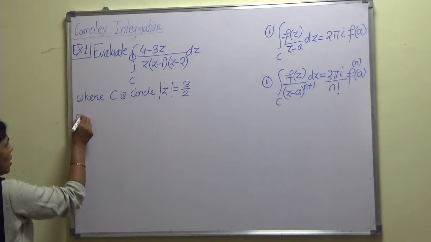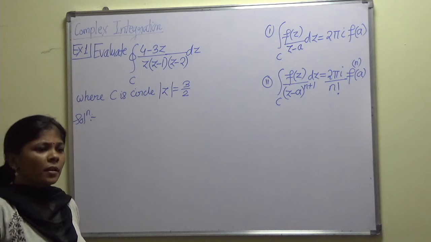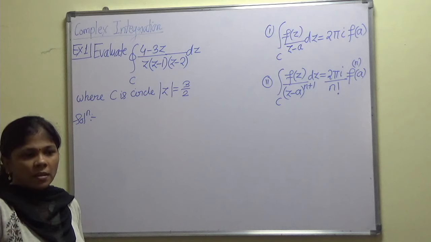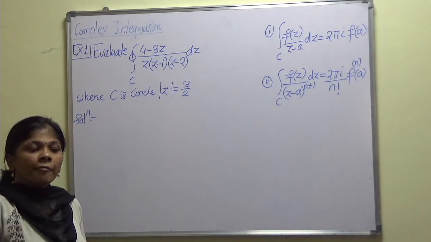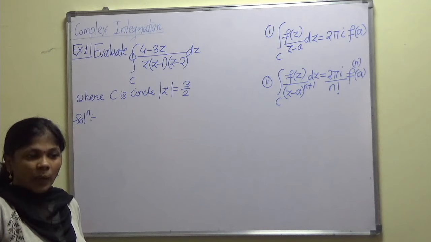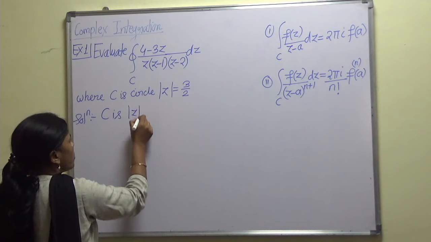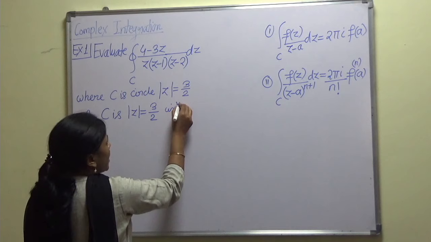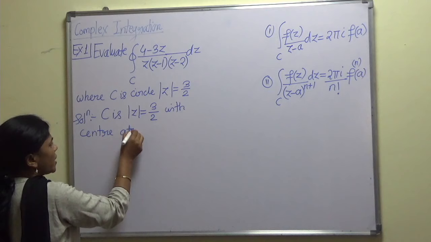So let us solve. What is the first step? The first step is to draw the circle, and to draw the circle we need to find out the center and radius of the given circle. As I told you earlier, just by looking at the equation we can write the center and the radius easily and quickly. So what is C? C is mod of z equal to 3 by 2, with center at, let us write the center.